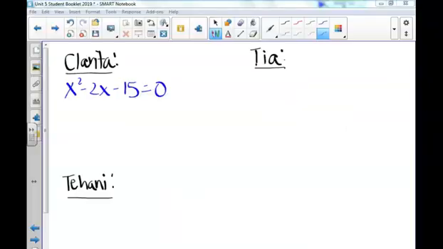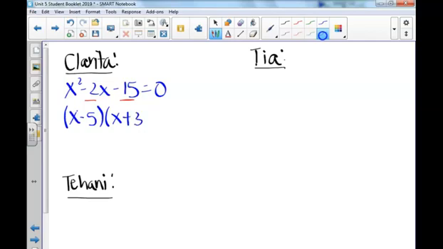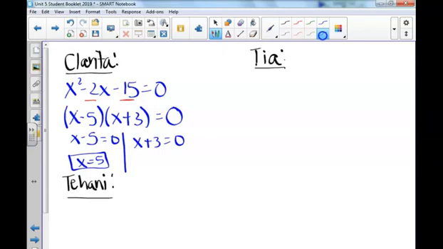Moving along to Clarita's strategy, she prefers to factor. If we factor the function x squared minus 2x minus 15, recall from our previous lessons that we need two numbers that multiply to c and add to b. Those two values will be negative 5 and positive 3. Therefore, our factors will be x minus 5 and x plus 3. Recall that when we're crossing the x-axis, y is always 0, and so we will set each of our factors equal to 0, and we will solve for x. Therefore, our x-intercepts are x equals 5 and x equals negative 3.